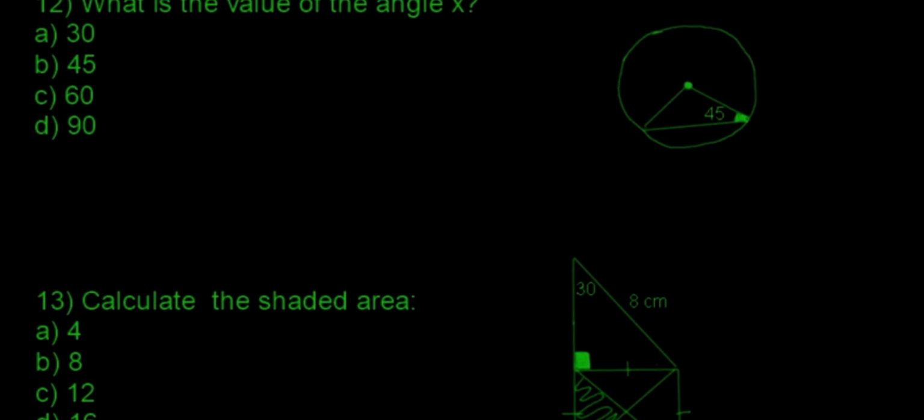Second, what's the value of the angle x? So this is missing over here. Now, how do we get this angle again? I know that this is a circle. This is the center of the circle. This is the radius, and this is the radius. Both the radii are supposed to be equal to each other. If both the sides are equal to each other, the angles also have to be equal to each other, which is why if this is a 45, this also has to be a 45.